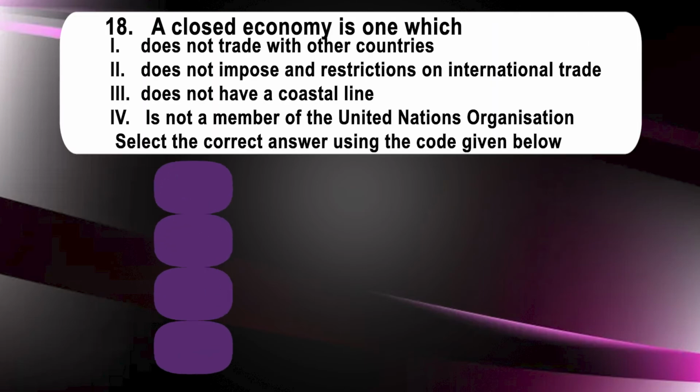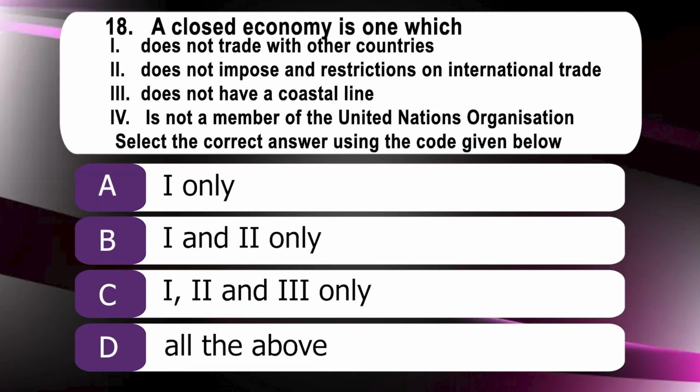18th question. A closed economy is one which 1. Does not trade with other countries, 2. Does not impose any restrictions on international trade, 3. Does not have a coastal line, 4. Is not a member of United Nations organizations. Select the correct answer using the codes given below. A. 1 only, B. 1 and 2 only, C. 1, 2 and 3 only, D. all the above. The correct answer is A. 1 only.